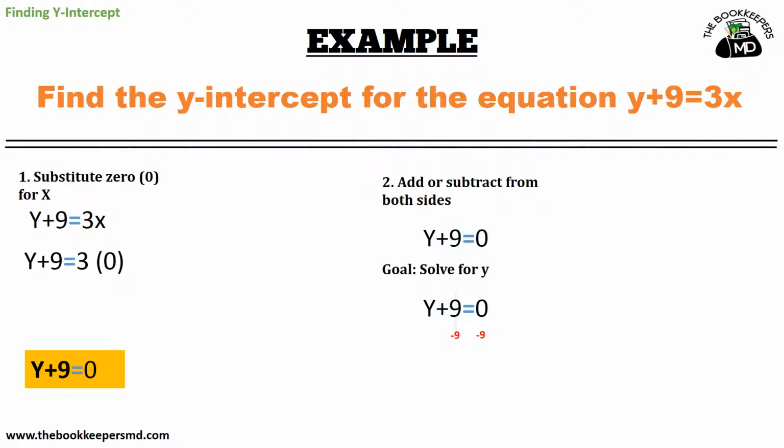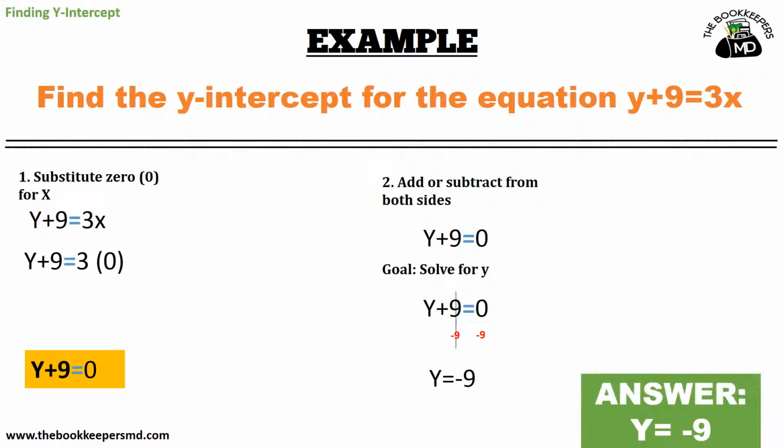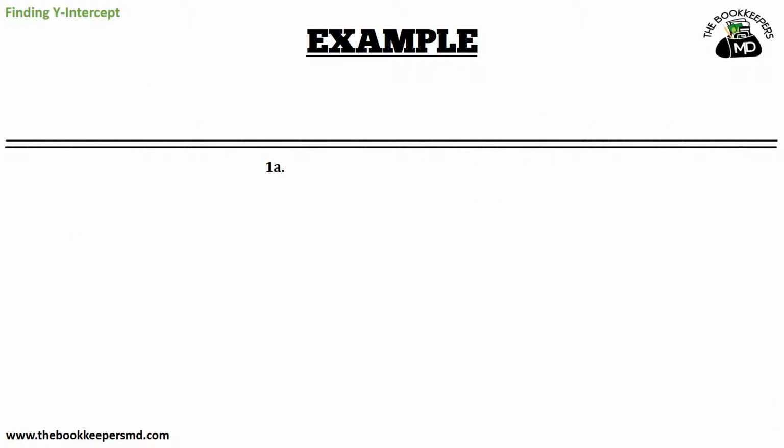Once we do this, the positive 9 and the negative 9 cancel out. We are left with y equals negative 9. So our answer is y equals negative 9. So our slope-intercept or y-intercept for this problem is negative 9. The alternate way.